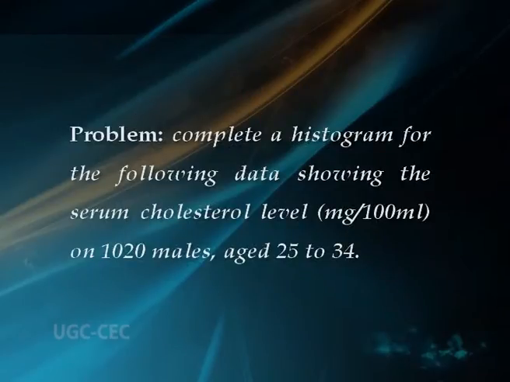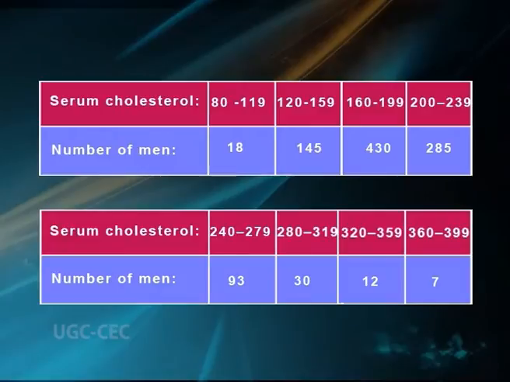Next problem. Complete a histogram for the following data showing the serum cholesterol level in milligrams per 100 ml on 1020 males aged 25 to 34. Serum cholesterol: 80 to 119, 120 to 159, 160 to 199, 200 to 239, 240 to 279, 280 to 319, 320 to 359, 360 to 399. Number of men: 18, 145, 430, 285, 93, 30, 12 and 7.